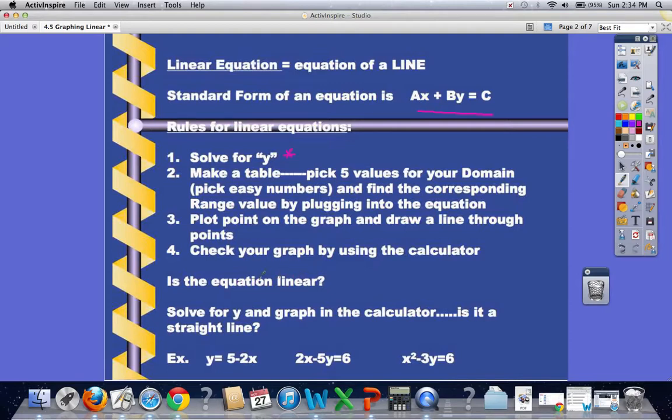Is it linear? Now how you know that is you can do one of a couple things. You can solve for y and graph it in the calculator and then see if it's a straight line, or you can make a table and see how the points line up and then graph those points. I think it's easiest to solve it for y and graph it in your calculator. So looking at this one right here, if you had y equals 5 minus 2x. Now watch what I'm going to do. I'm going to pull up my calculator.